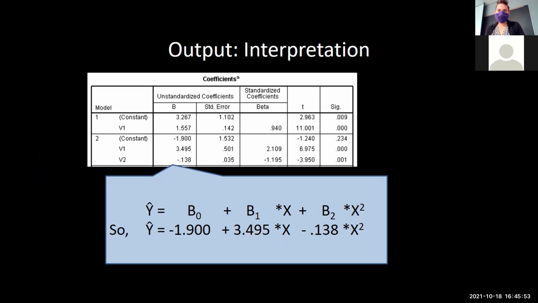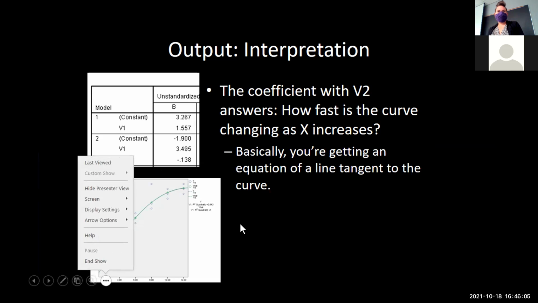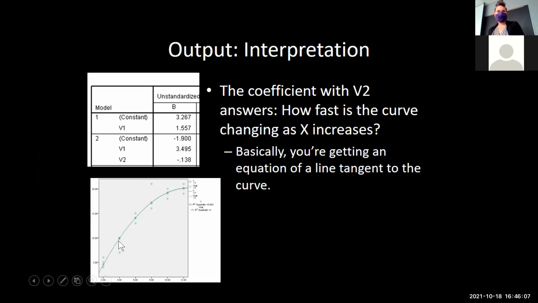Let's take a look at what it looks like. So right here, what I've done is provided you with the graph that I started to draw behind me. You can see that this relation is getting weaker the higher up it goes. So this coefficient here really is asking how fast is that curve changing as X is increasing.